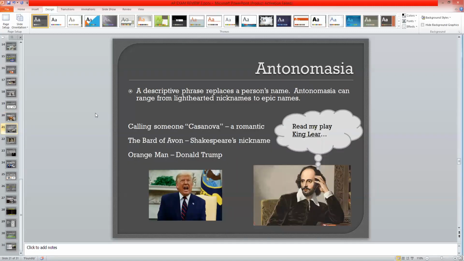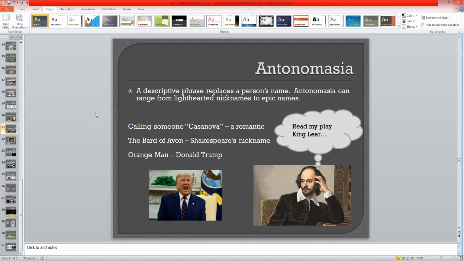Antonomasia, it's a weird one here. They're all weird. A descriptive phrase replaces a person's name. So antonomasia can range from lighthearted nicknames to epic names. Oftentimes we call someone something like, hey, Casanova, get over here, right? Casanova is an allusion to the movie Casanova and the sort of romance that exists in it. So in this case, we're basically saying that you're a romantic.